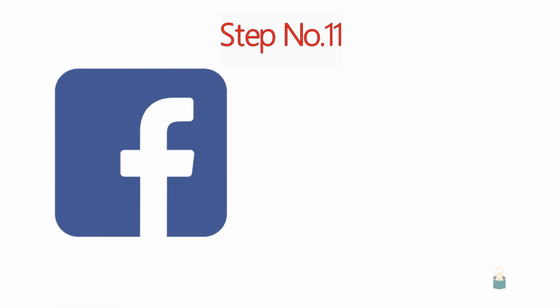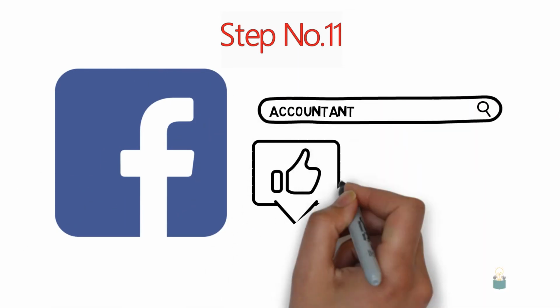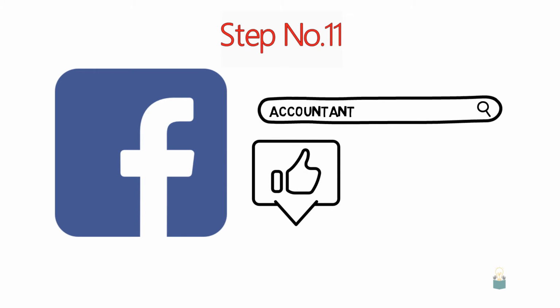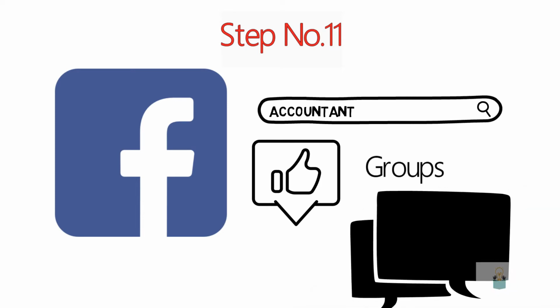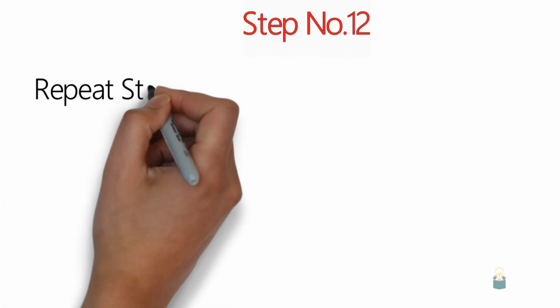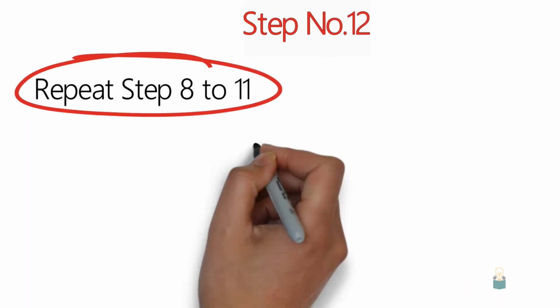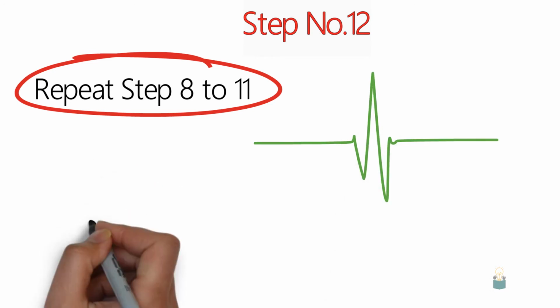Step number 11. Now go to facebook.com and search the term accountant and join as many pages related to your passion as you can, but keep track of all of them. Next, in your search results, click the tab Groups and join as many groups as you can related to your passion and leave comments there as well. Show up most often so people get to know you. Step number 12, rinse and repeat. You are going to do step 8 through 11 for the rest of your life until the brand exists.